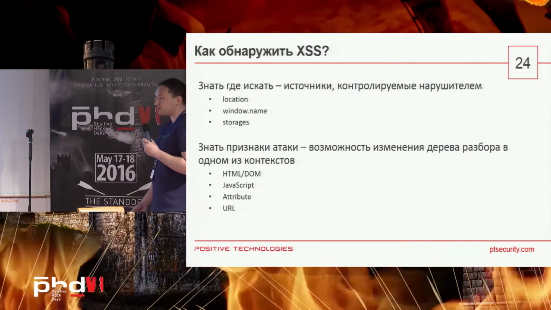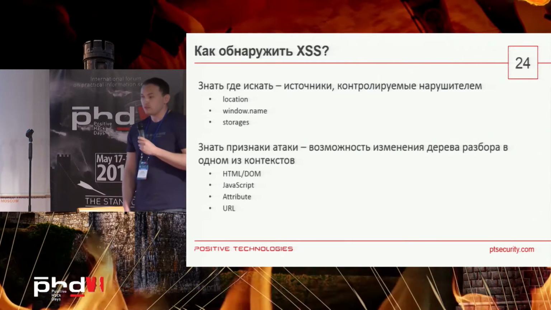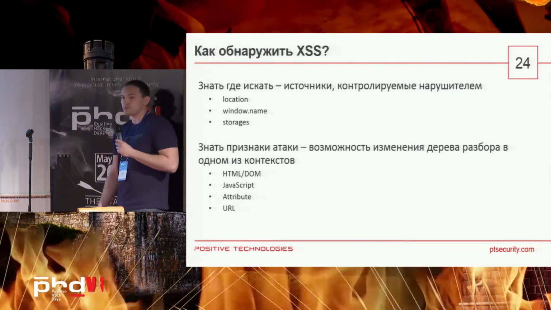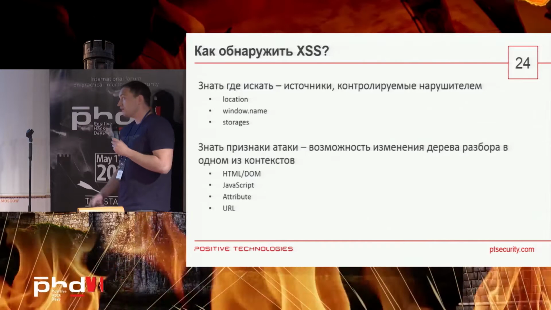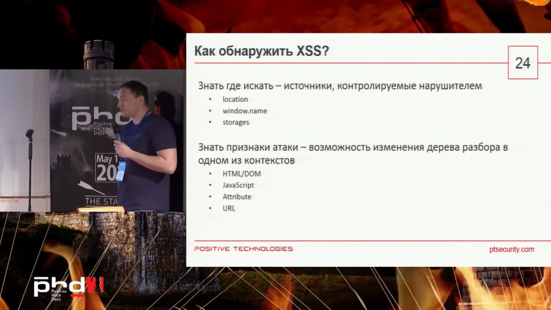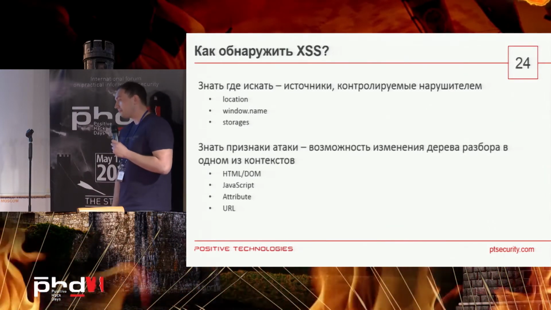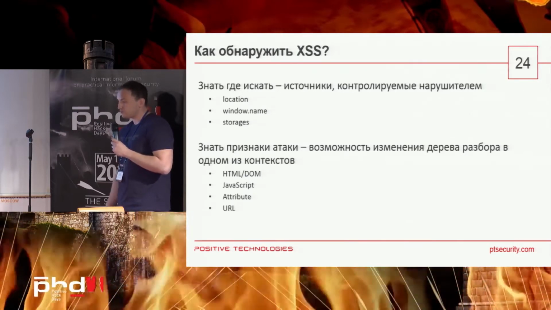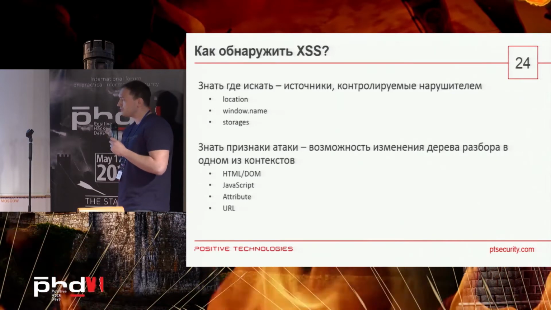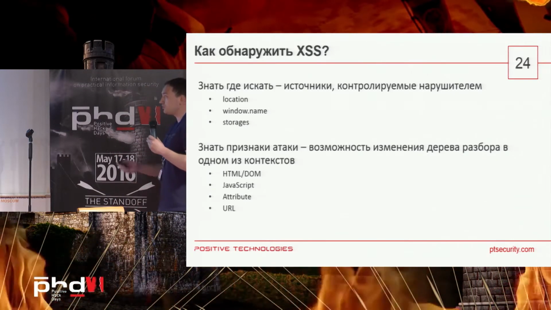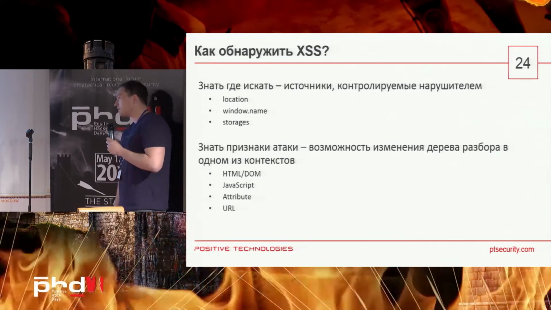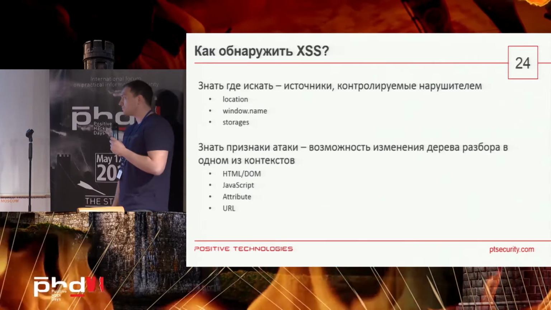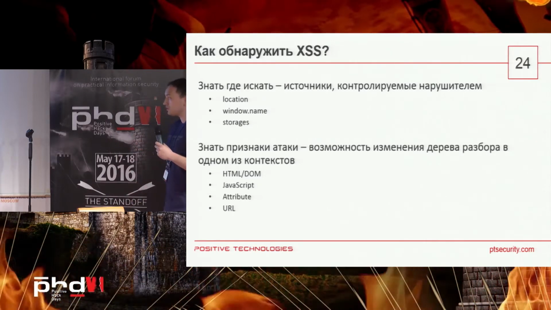Okay, how can XSS be discovered? Two most important points. We have to know where to search. For this, we need to know how to analyze data that can be controlled by the violator. Some of those data types are presented here, not all of them. If you need the full list, you'll find it in the DOM XSS handbook. They are location, window name, various open storages, global storages, and so forth.